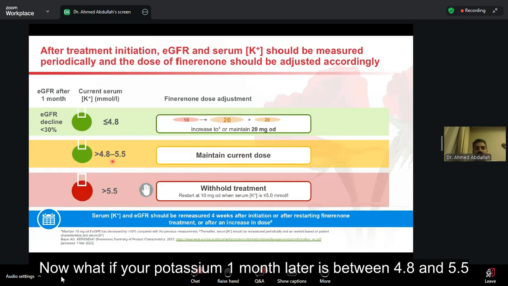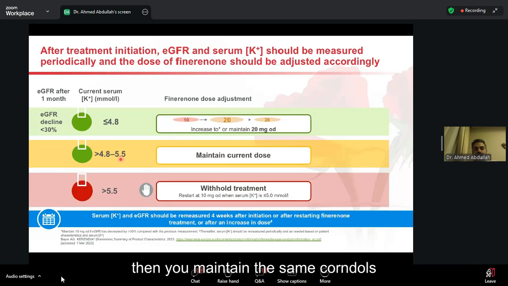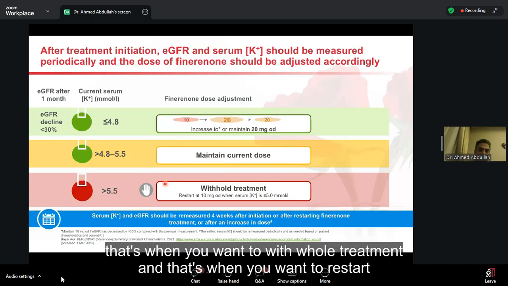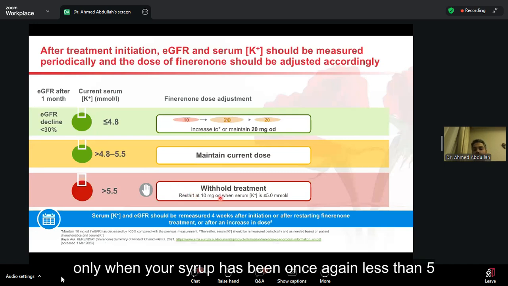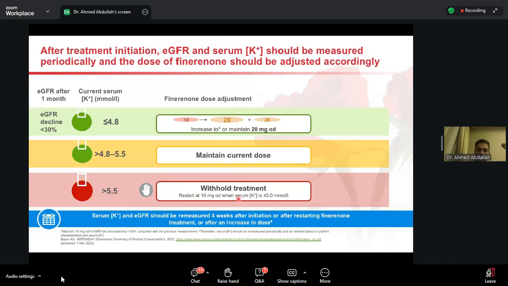Now, what if your potassium 1 month later is between 4.8 and 5.5? Then you maintain the same current dose. You do not increase. If you're on 20, you stay on 20. If you're on 10, you stay on 10. Now, if it's above 5.5, that's when you want to withhold treatment, and that's when you want to restart, only when your serum potassium is once again less than 5.